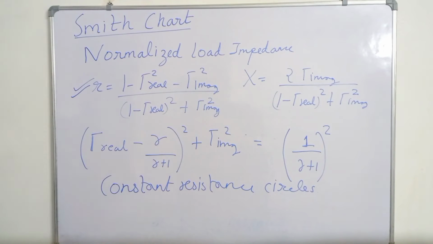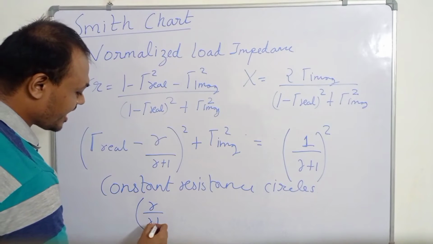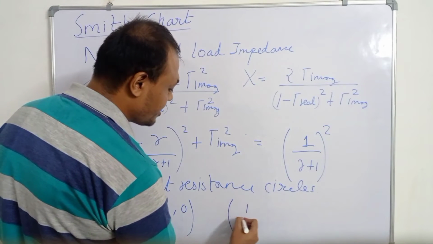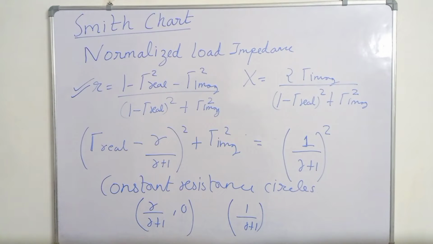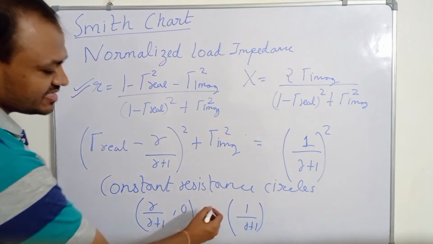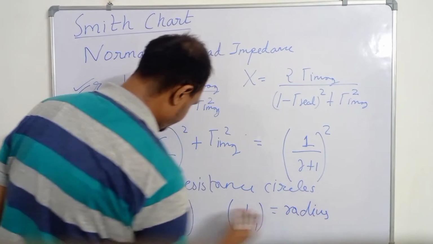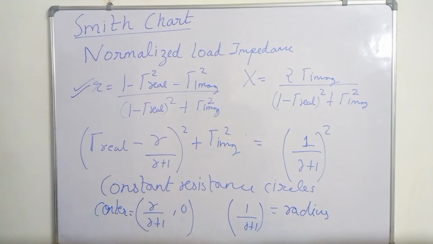So the center will be r upon r plus 1 comma 0, and the radius will be 1 upon r plus 1. This is the center, this is the radius. These are the coordinates of the center of the circle. So these form constant resistance circles if we rearrange this equation.